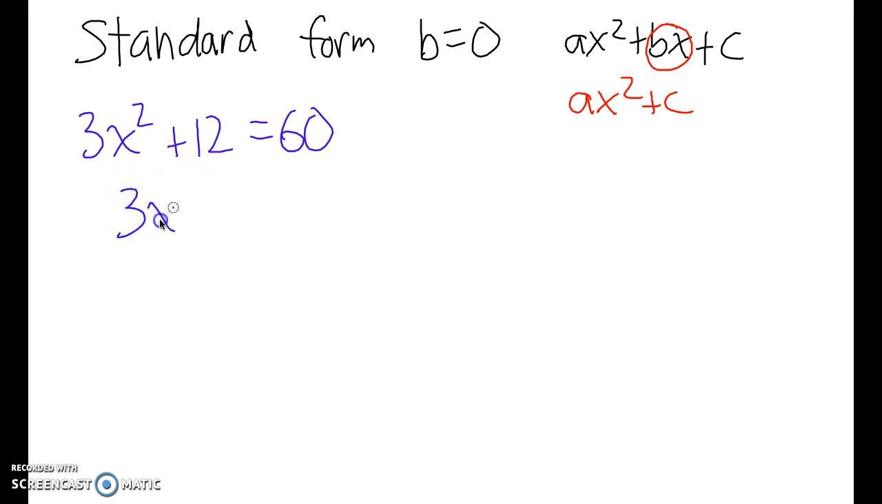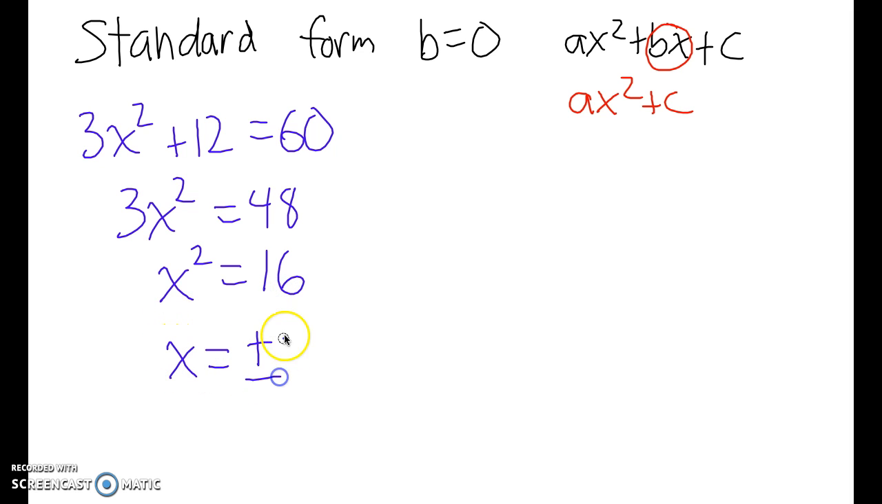So I get 3x squared equals 60 minus 12, or 48. It's 3 times x squared, so I'll divide in order to cancel that out. So that gives me x squared equals 16. And then taking the square root, x equals plus or minus 4. I have to include the minus 4 because negative 4 times negative 4 is a positive 16. So it's also a solution. You'll find that in problems with quadratics, there are usually two solutions.